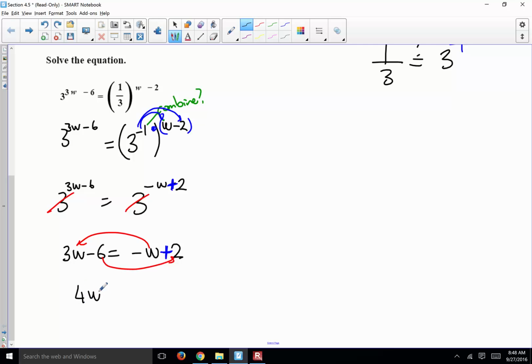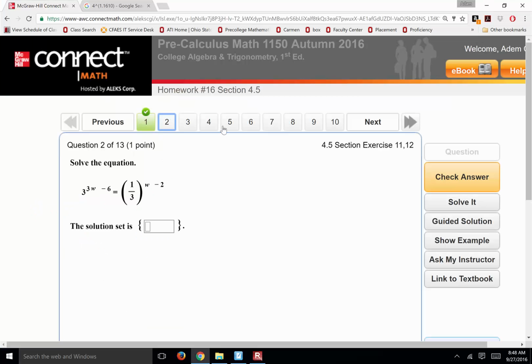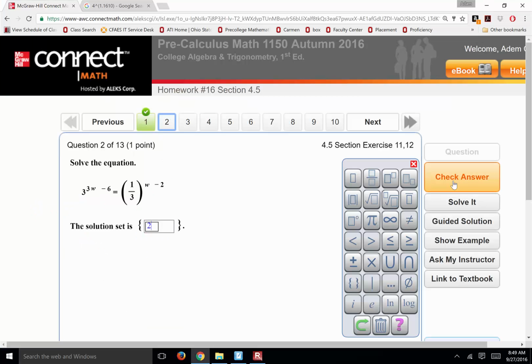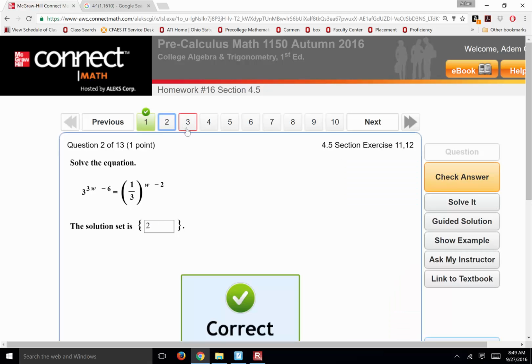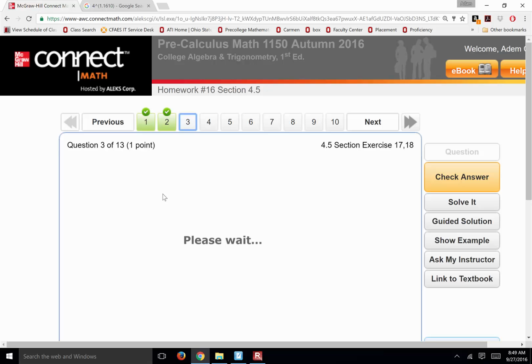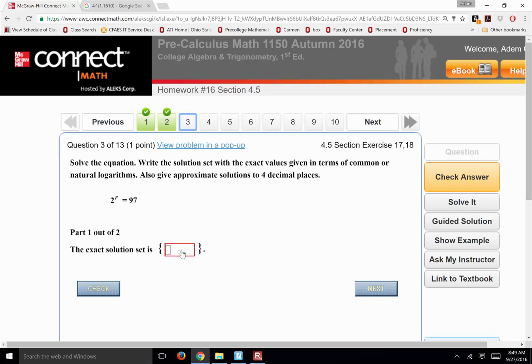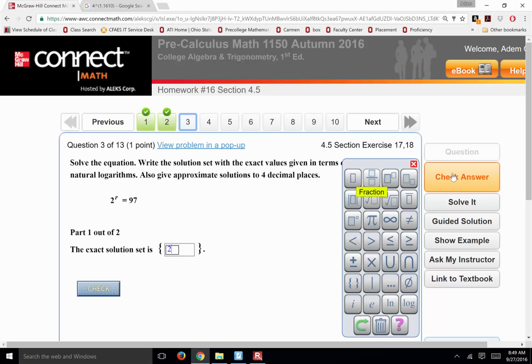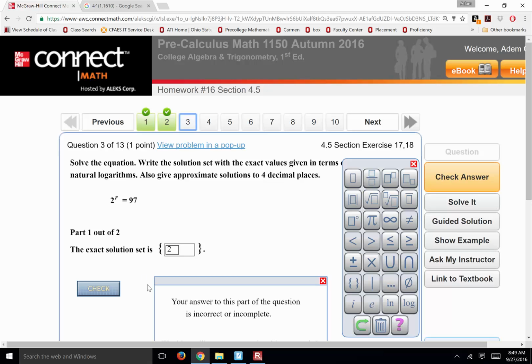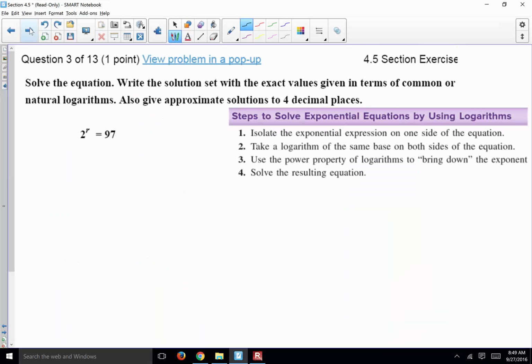So I get 4w equals 8. w is 2. Oh, same answer. Looks like 2 is the answer all the time. This homework is easy. Any questions? Look, 2 works all the time. Incorrect. Yeah, it's not 2. All right, next question. Ready for the next one?